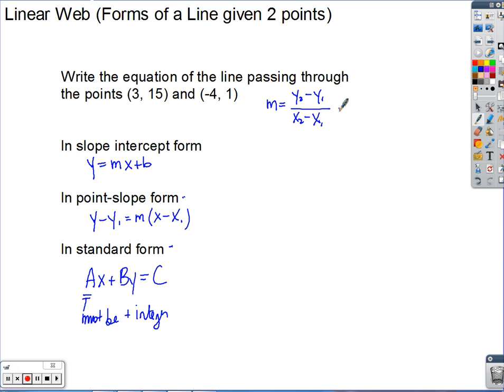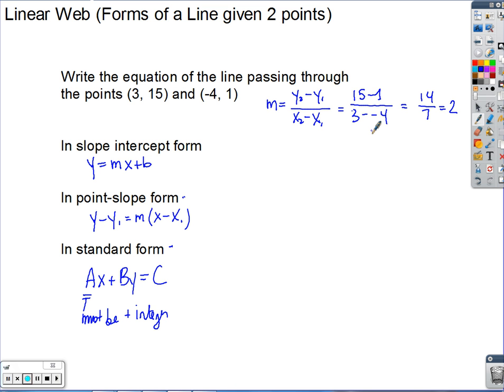Now, if you have some other way that you remember that, that's fine. There's more than one way to do this. So 15 minus 1 are my y values, and 3 minus negative 4 are my x values. So I end up with 14 over 7, which gives me a slope of 2.